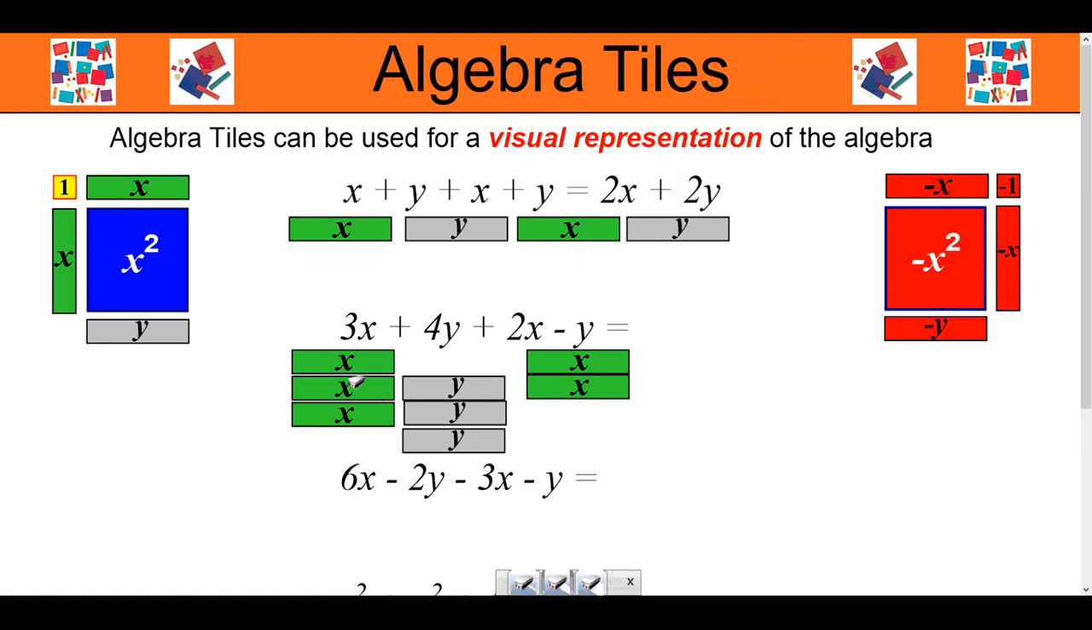So you can see I've got 1, 2, 3, 4, 5 x's and I've got 3 y's left over. If you were to do this without the tiles, you would say 3 x's, you would add on the 2 x's, you can see there, plus 2. That would give you the 5, and you'd have a plus 4y takeaway y, which would give you the 3.